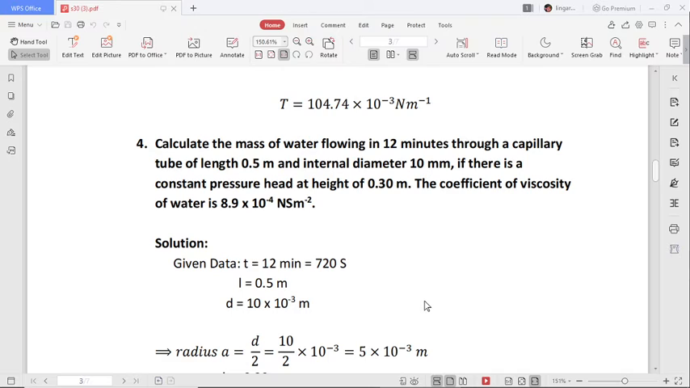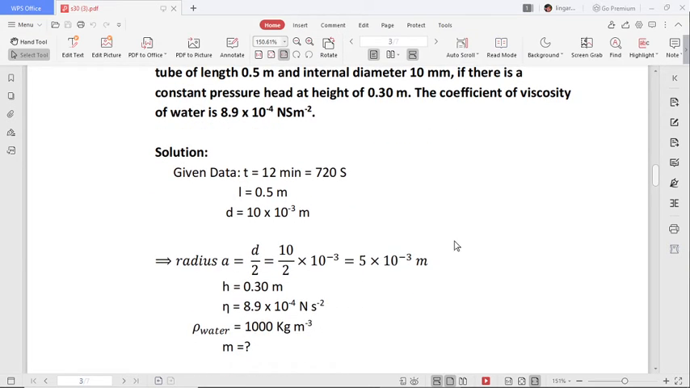We come to the fourth problem. Calculate the mass of water flowing in 12 minutes through a capillary tube of length 0.5 meter and internal diameter 10 millimeter, if there is a constant pressure head of 0.3 meter. The coefficient of viscosity of water is 8.9 into the power minus 4 Ns per meter square. So the time t is equal to 12 minutes, that is equal to 720 seconds.